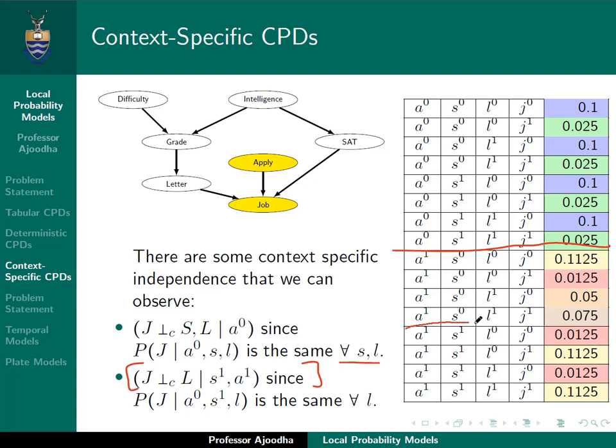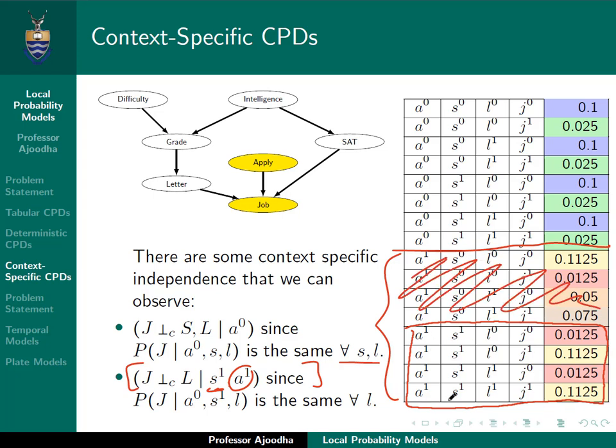Let's look at this part of the table. And here we have when A is 1, which is this here, well, it's actually all of this, okay? But when S is 1 as well, that eliminates this part of the table. So we're just looking at this bottom part. Then J is contextually independent of L.